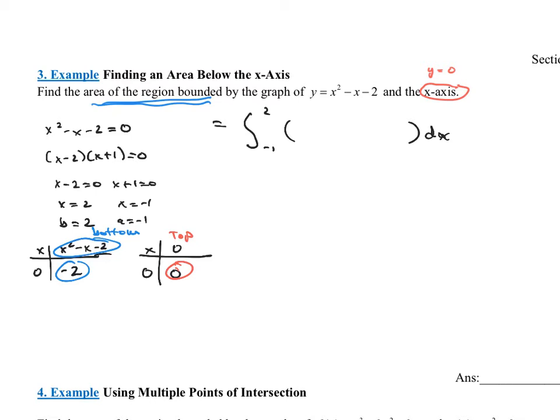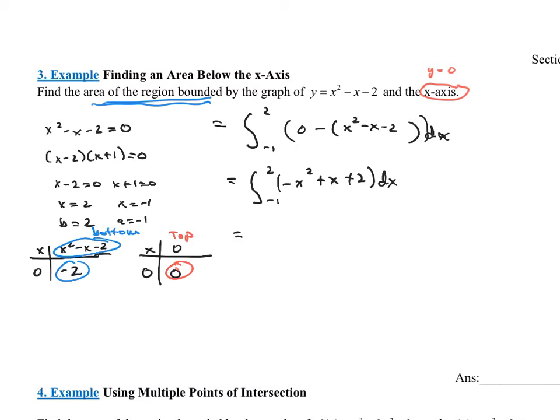I need to do the top function, which is 0, minus the bottom function. Make sure you put this in parentheses. This would be the x squared minus x minus 2. That's my bottom function. I integrate that with respect to x. Well, I'm going to clean that up a little bit by distributing the negative. So I have the integral from negative 1 to 2 of negative x squared, plus x and plus 2 from distributing the negative, with respect to x.